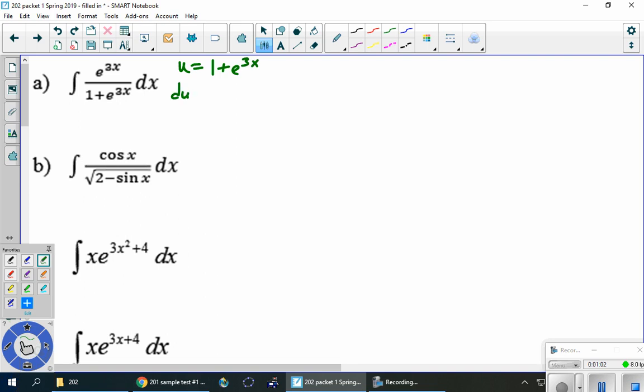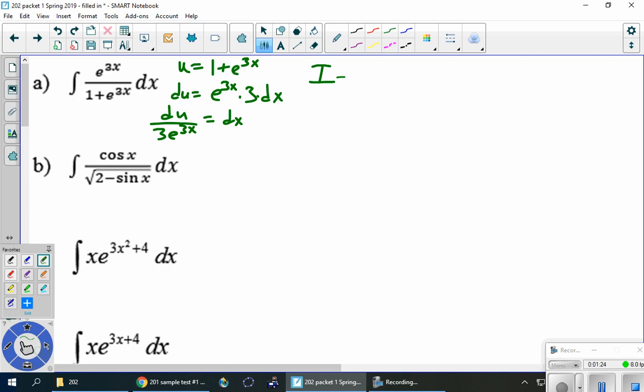take our derivative, don't forget the chain rule, times 3. Also don't forget the dx, we're putting it on the right-hand side here. Then we're going to solve that equation for dx. So du over 3e to the 3x. Now I'm ready to do my substituting.